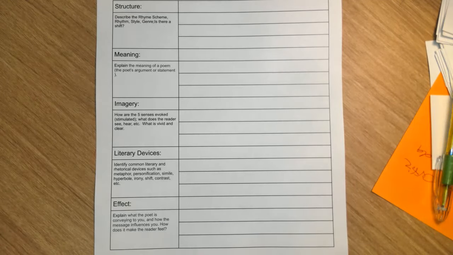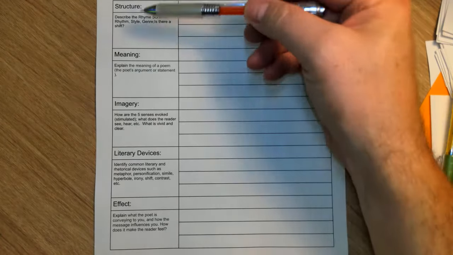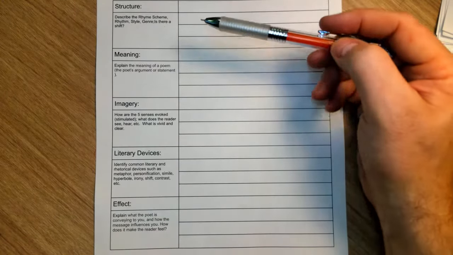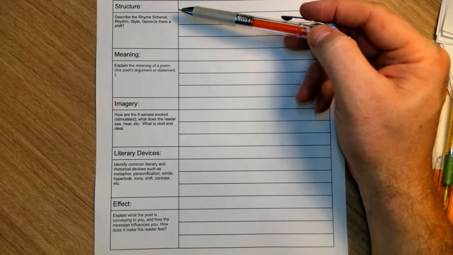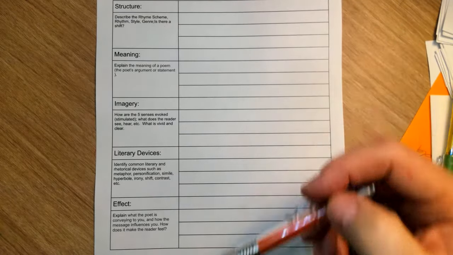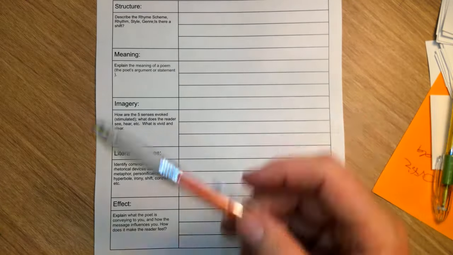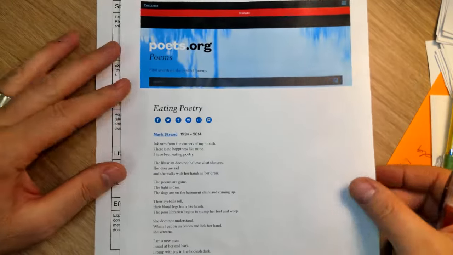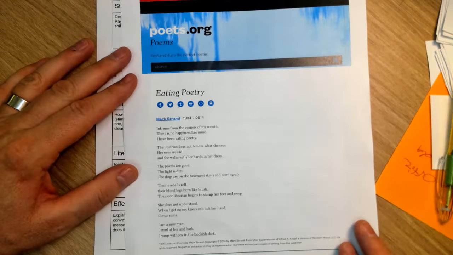Hello, today we're going to analyze a poem using the Smile Poetry Method. So the Smile Poetry Method, S-M-I-L-E, is made up of structure, meaning, imagery, literary devices, and effect. And the first thing you do is structure, and we're going to use a poem today that's called Eating Poetry by Mark Strand, right here.